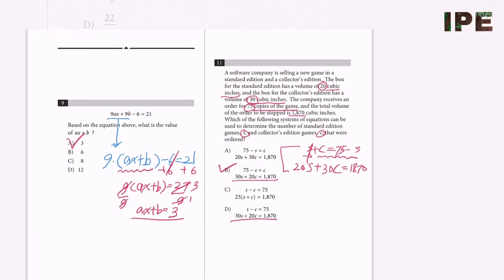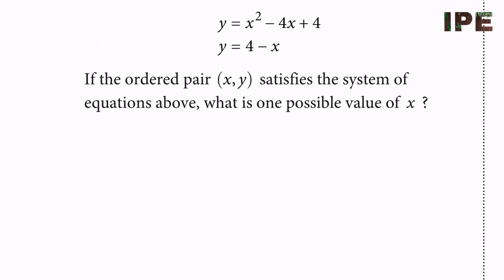Let's go to the last problem today. y equals x squared minus 4x plus 4, y equals 4 minus x. Substitution is for a system of quadratic and linear equations. So for most systems of quadratic equation and linear equation, we usually use substitution. So substitute 4 minus x for y. So 4 minus x equals x squared minus 4x plus 4.